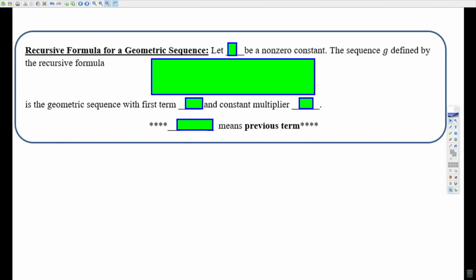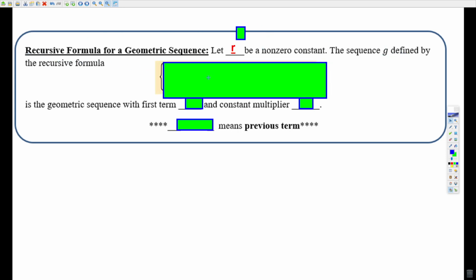All right, recursive formula for a geometric sequence. This one I think we've already done, so it shouldn't be anything too new. But here's the correct notation for it. We're going to say r is a non-zero constant, your constant multiplier. The sequence g is defined by the recursive formula, so we're going to use g.